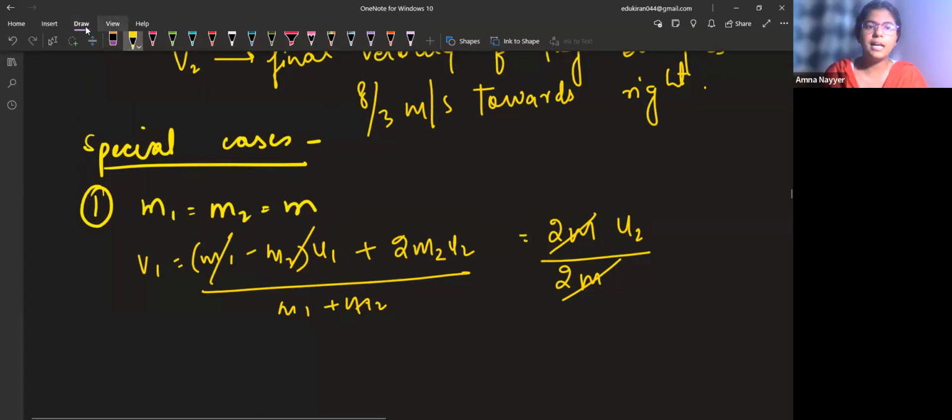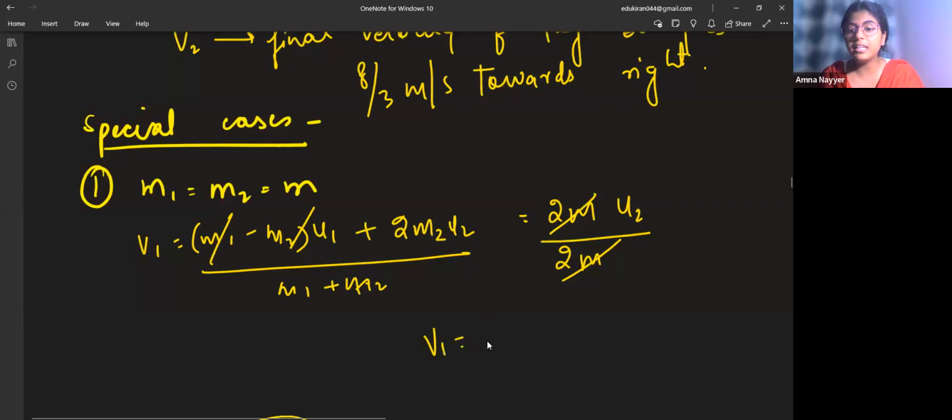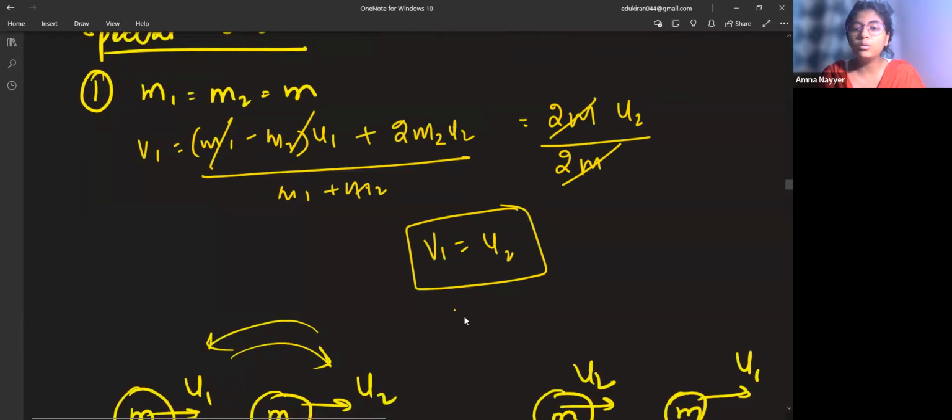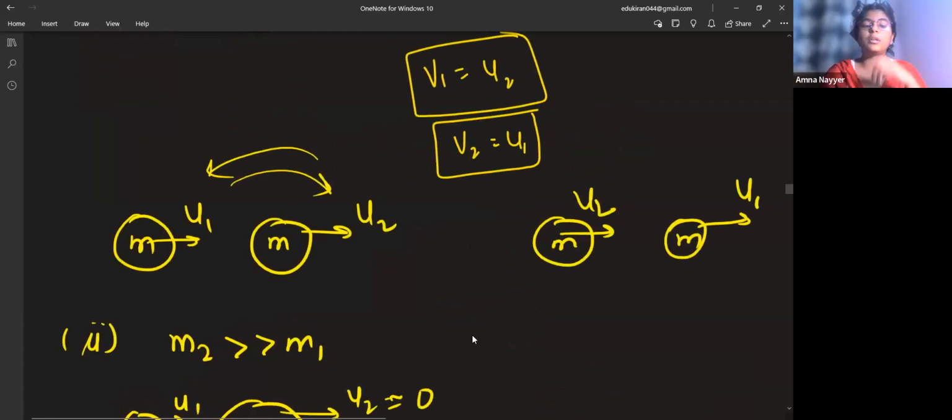So the m's will be cancelled. What is v1 equal to? v1 is equal to u2. And what is v2 equal to? v2 is equal to u1, which means the velocities are interchanged. Now this is one very special case which you have to remember.